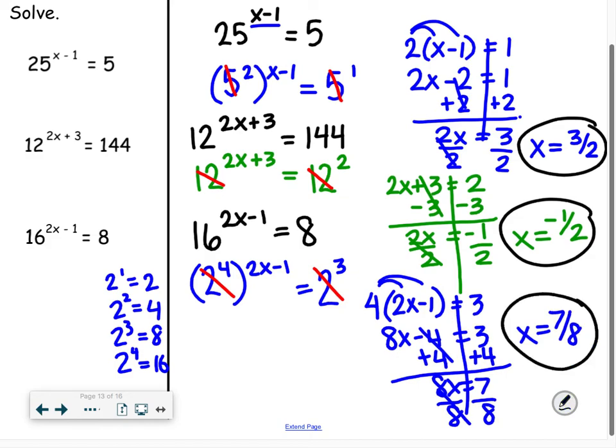So on all three of these, we ended up with fractions for our answers. These problems are not ones that would be really easy to guess and just check on a calculator. So having a strategy, having a process to solve them where you're finding common bases is really the best approach. You don't want to be plugging fractions or decimals in your calculator and just trying to come up with the correct answer.